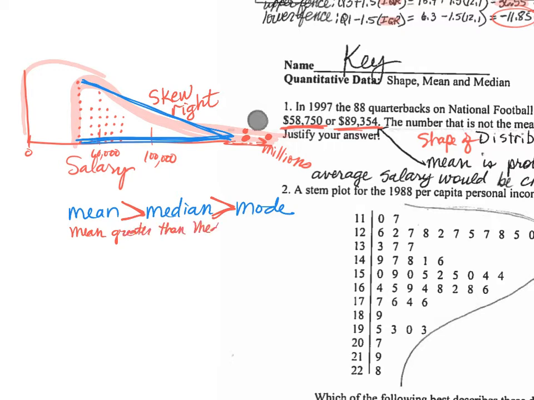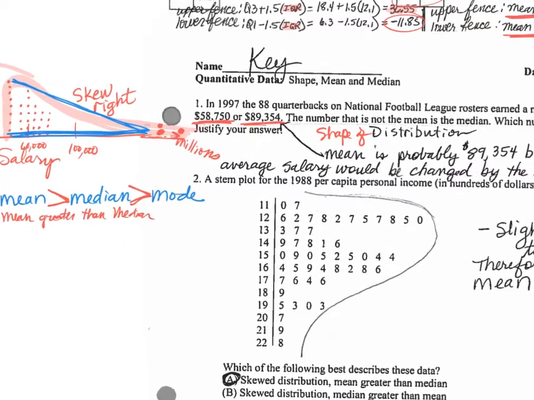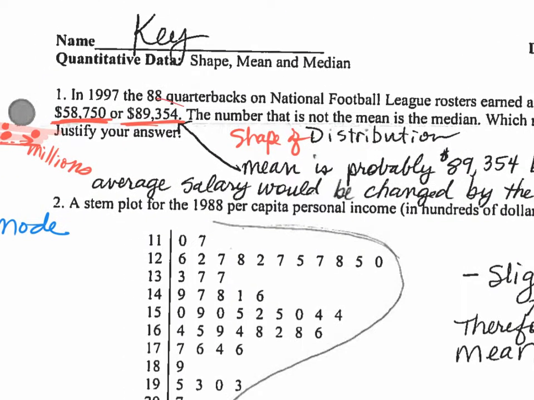And if the mean is greater than the median, then you should be able to look at your data over here and say, oh, then this must be the mean, because the mean has to be greater. That average is pulled up because of those upper outliers.